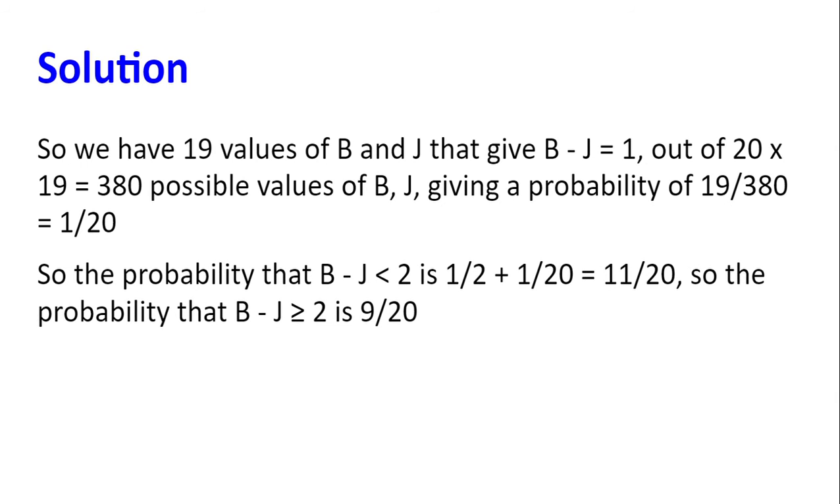So the probability that b minus j is less than 2 is a half plus 1 over 20, which is 11 over 20. So the probability that b minus j is at least 2 is 1 minus 11 over 20, which is 9 over 20, and so m plus n is 29.